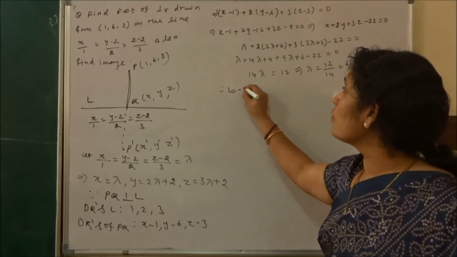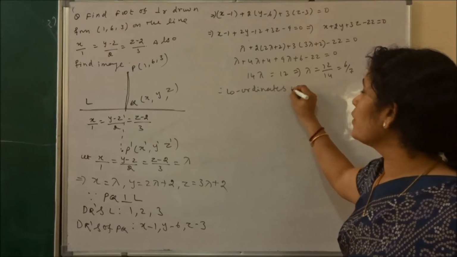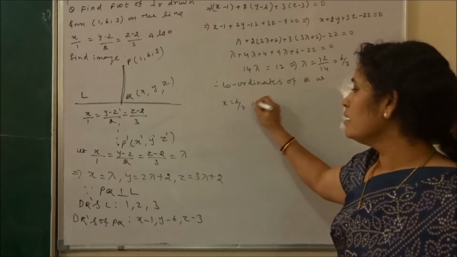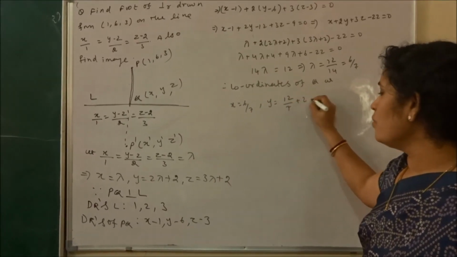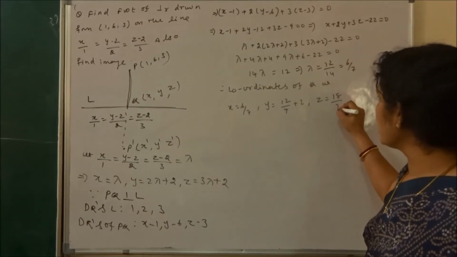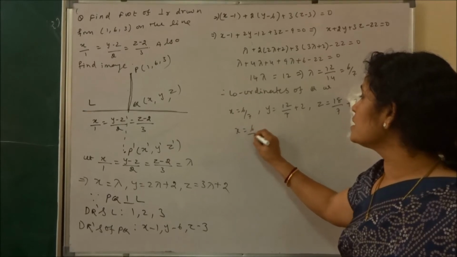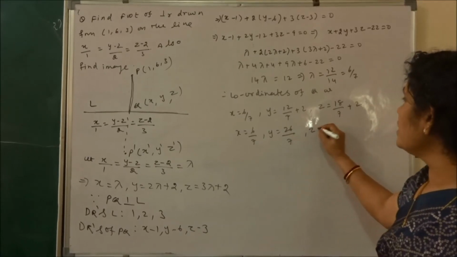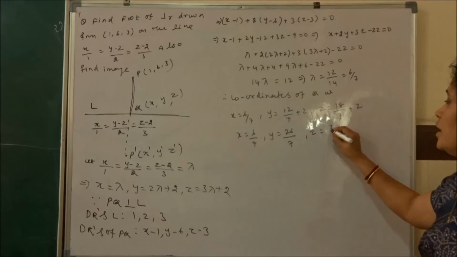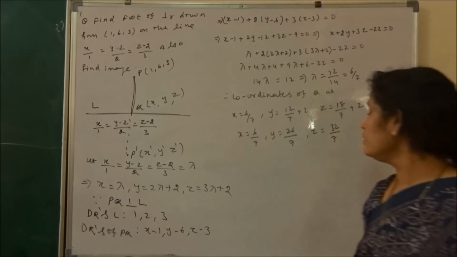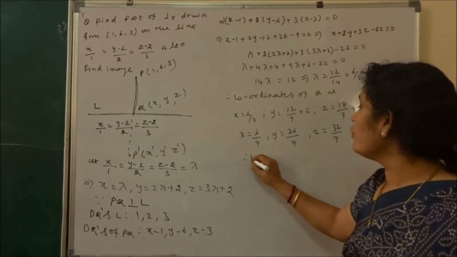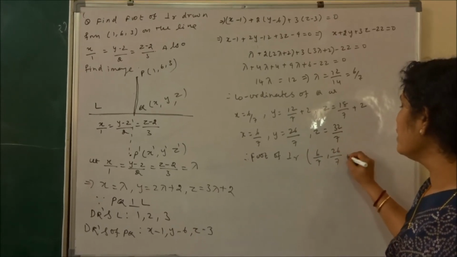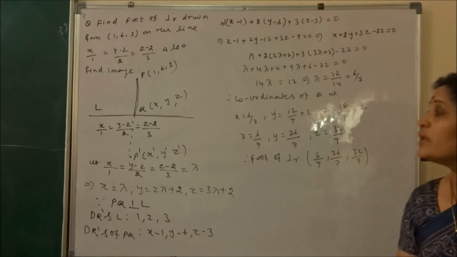Now therefore the coordinates of Q, that is the foot of perpendicular: x is equal to 6 by 7, y equal to 12 by 7 plus 2, and z equal to 18 by 7 plus 2. Otherwise, x is equal to 6 upon 7, y equal to 26 upon 7, and z equal to 32 upon 7, since 14 plus 18 is 32. Clear? So therefore we are getting the foot of perpendicular as 6 by 7, 26 by 7, 32 by 7. Don't make calculation mistakes, you have to do it very carefully.